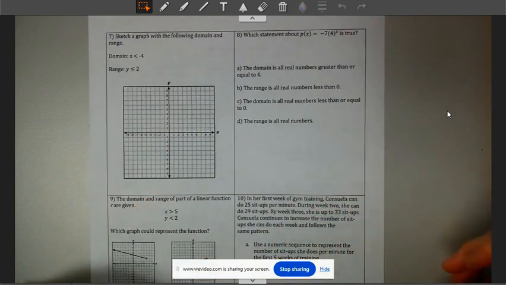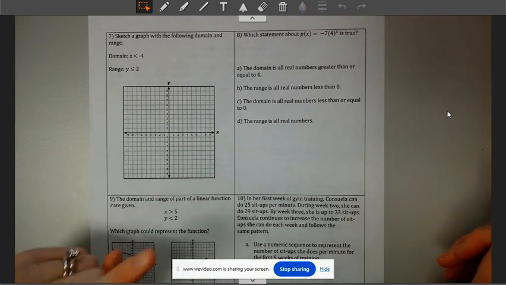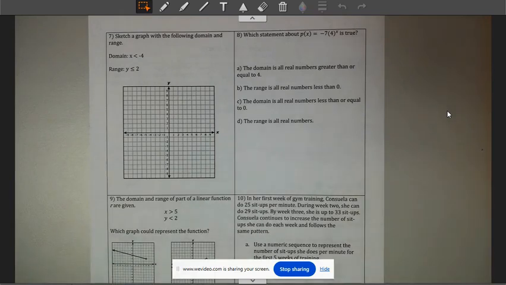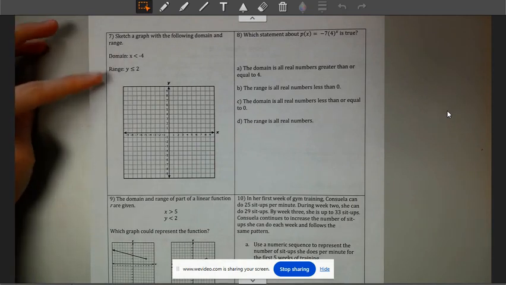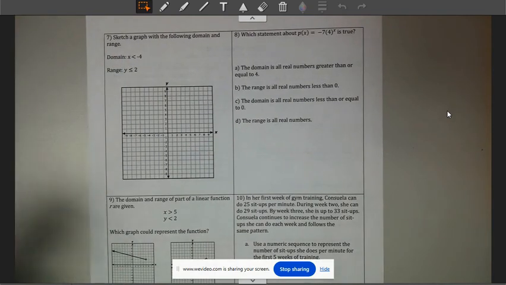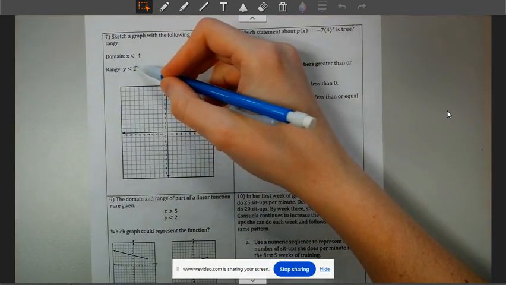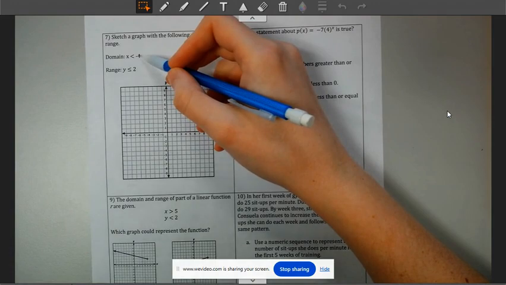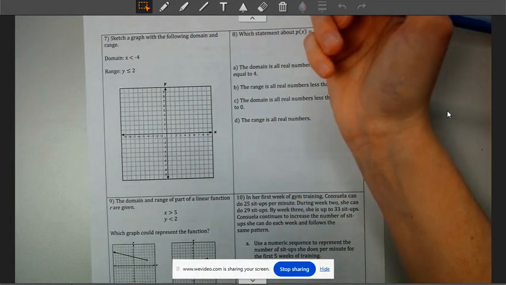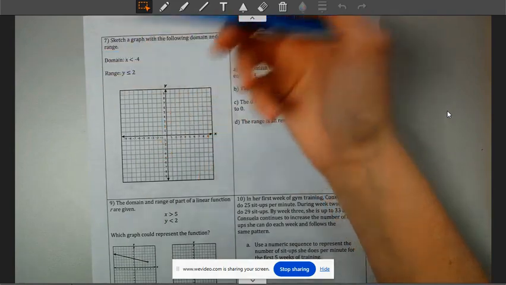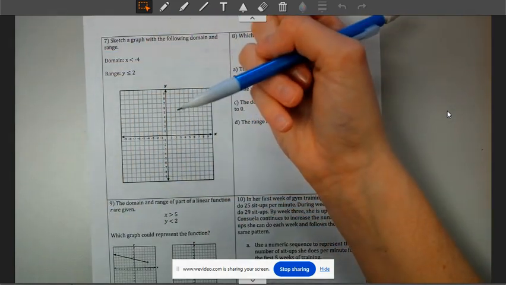Number 7, a lot of people struggled with this. It says sketch the graph with the following domain and range. X has to be less than or equal to negative 4, and Y is less than or equal to 2. Okay, you cannot have one endpoint for this because they have different signs. This one has to be an open circle, whereas this one has to be a closed circle. So what I am going to do here is y is less than or equal to negative 2, and x is less than negative 4. So that means for x we have to be going to the left, and for y we have to be going down.